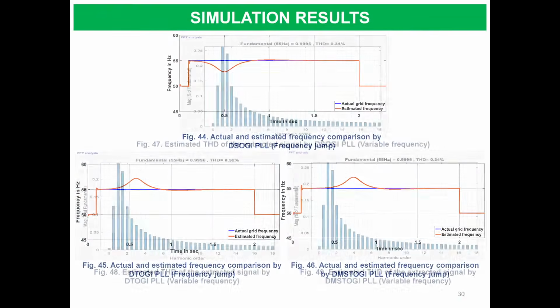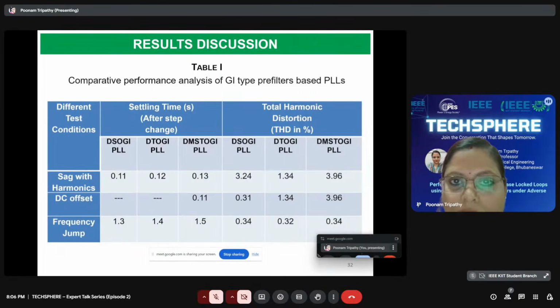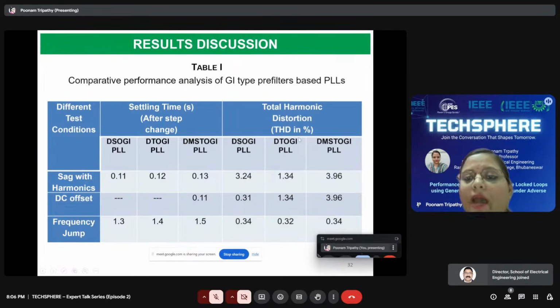Now, finally, coming to the tabular comparison, Table 1 represents the comparative performance analysis of the generalized integrator pre-filter based PLLs under different test conditions like two-phase voltage sag with 5th and 7th harmonic, DC offset test case, and frequency jump case in terms of different features like settling time, which basically showcases the convergence time or the system dynamics, and the THD content in the output signals.